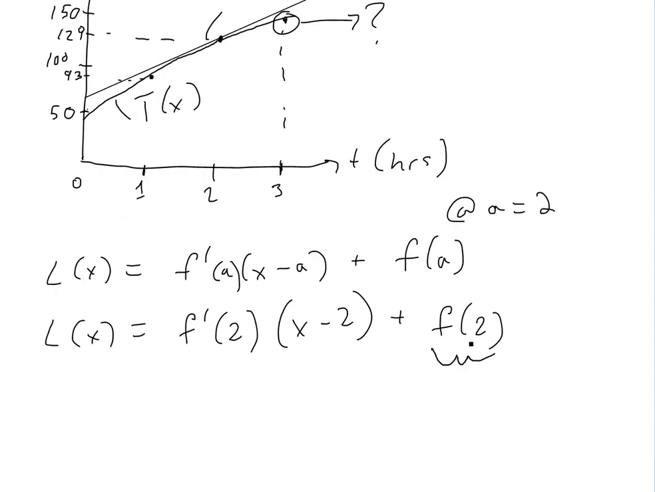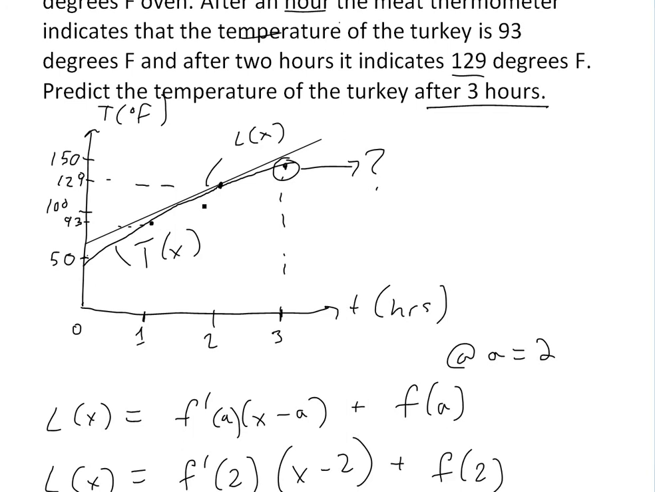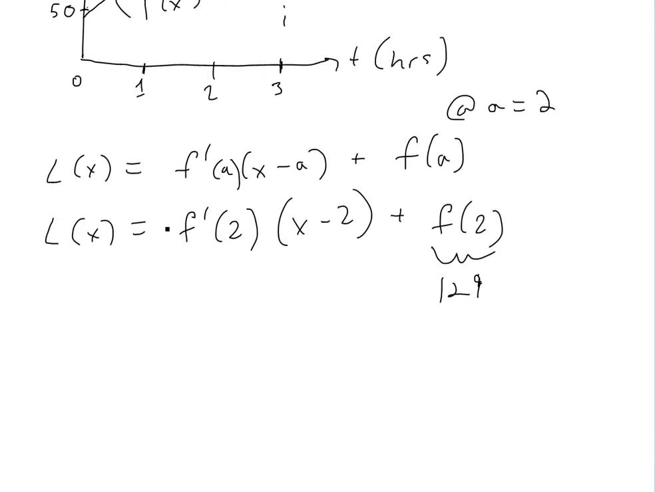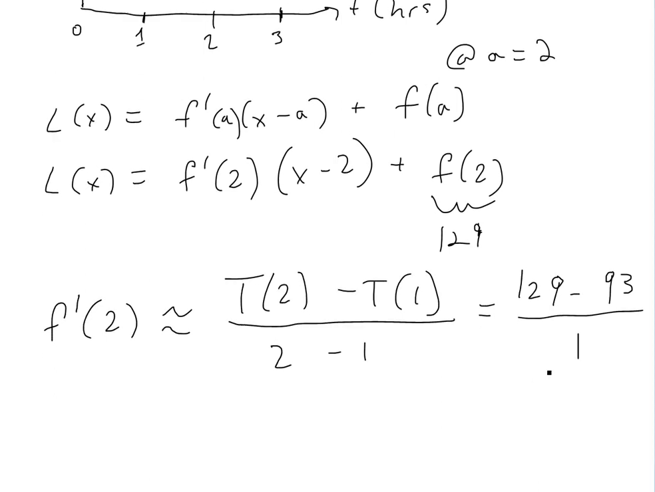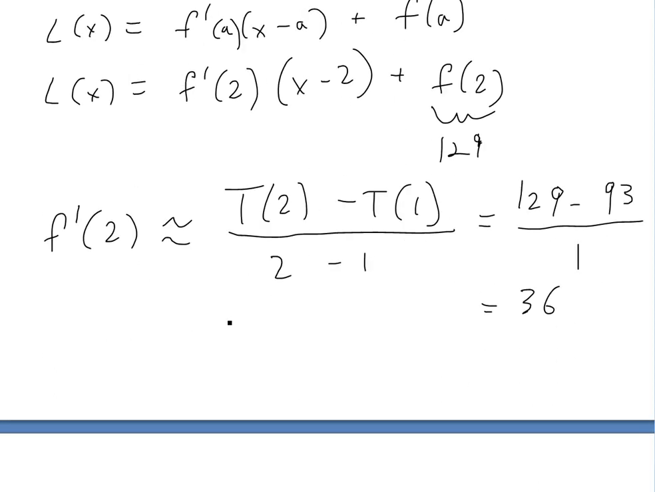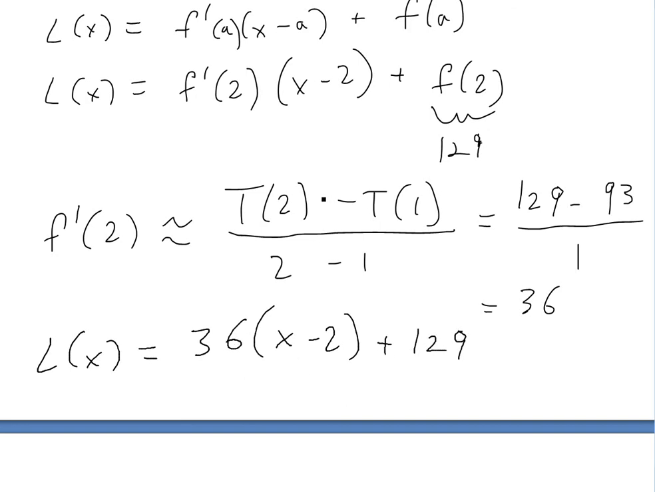We know that f of 2 is just 129, but we don't know the derivative f prime of 2. We can predict it using the slope between 1 and 2. So f prime of 2 is roughly T2 minus T1, the temperature, divided by the hours, so 2 minus 1. This equals 129 minus 93, over 1, which equals 36. Then we plug this all in, so L of x is equal to 36 times x minus 2 plus 129. So we have the equation of a line roughly near f of 2, or at 2 hours.